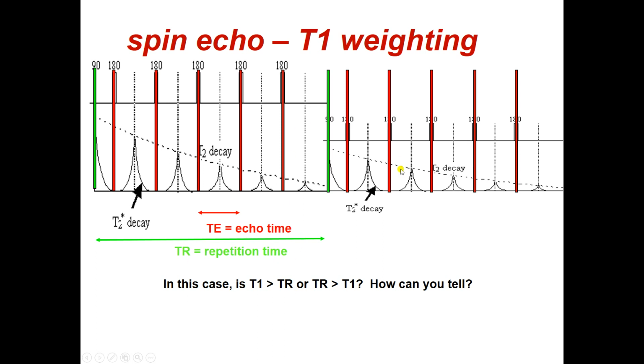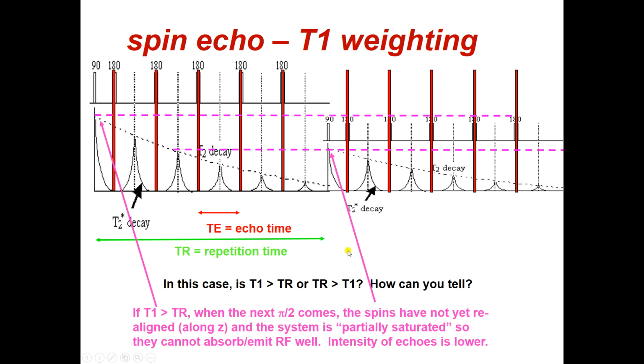What if that wasn't true? So I'll ask you the other question. In this case, so I show you this picture, is T1 greater than TR, or is TR greater than T1? How can you tell? Well, you just look. These pictures look the same, but they're not. Because look at the first echo after the pi by 2 pulse. It's here. Look at its intensity. It's way weaker than it was at the first one.